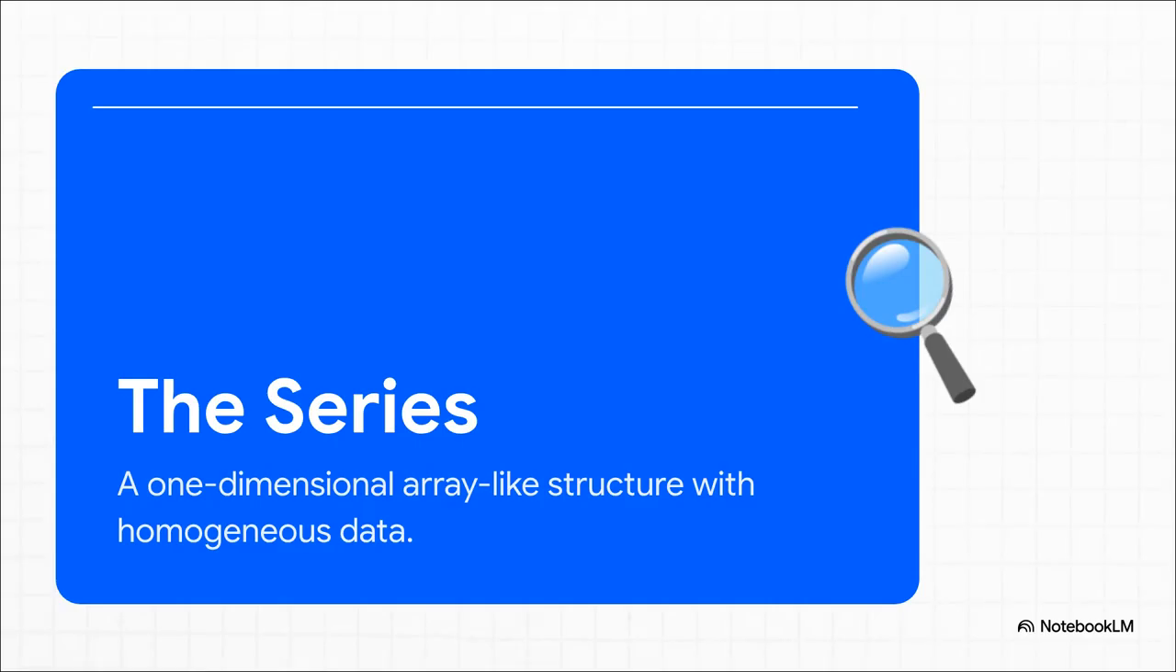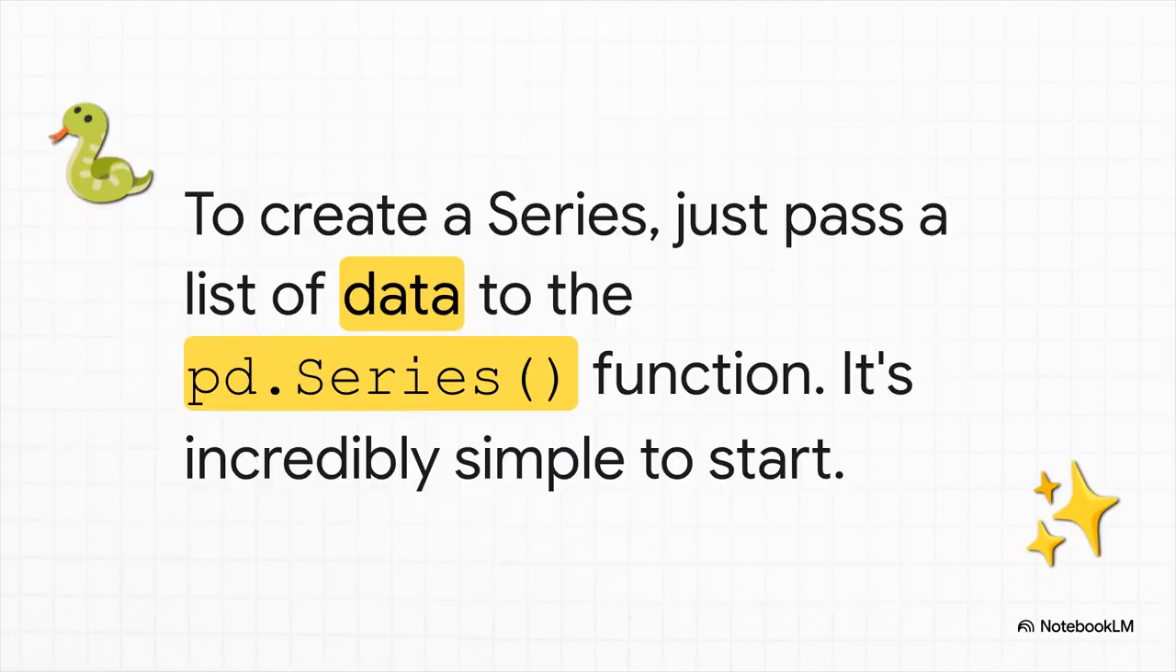So our first building block is called a series. And honestly, the absolute easiest way to think about a series is this. It's just a single column from a spreadsheet. That's it. It's a one-dimensional list of data. Could be a list of names, a list of temperatures, a list of prices. You get the idea. And making one is ridiculously simple.